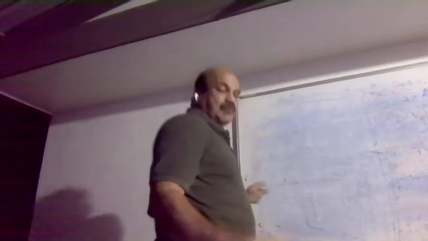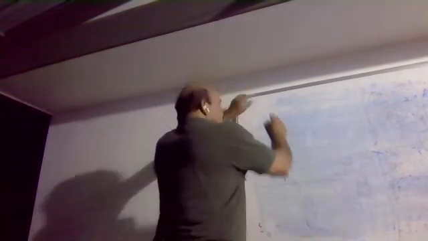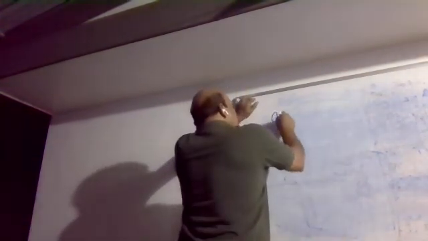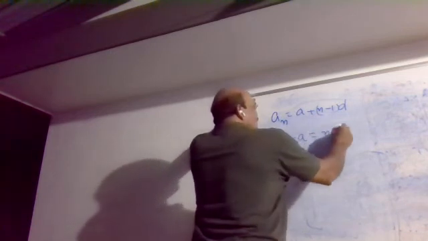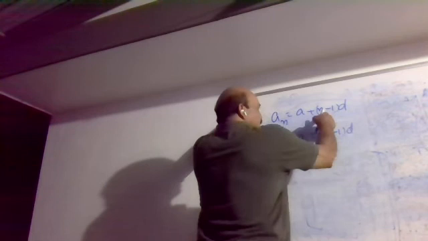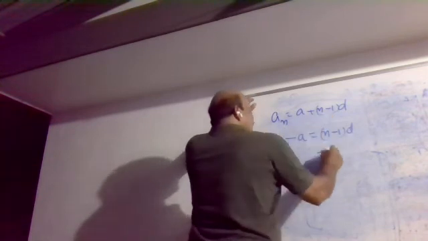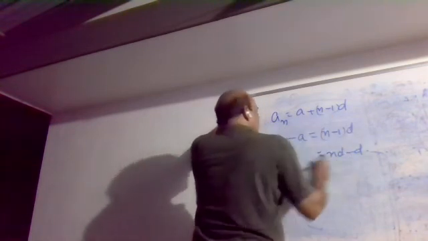That is about AP. Then how will you find the number of terms in an AP? The nth term is an = a + (n - 1) d. So an - a = (n - 1) d. You are going to look for n: n = nd - d.